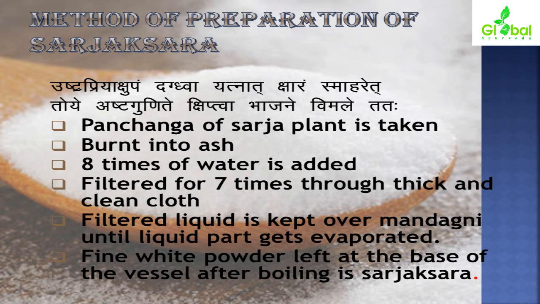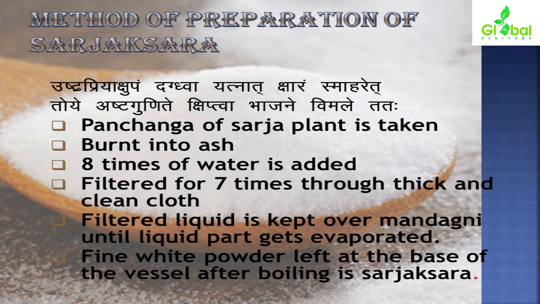First, you have to select the Panchanga of the Sarja plant. Afterwards, burn it into ashes and dissolve it in 8 parts of water. The classics explain 8 times the water. In the general description we discussed a 1:6 or 1:4 ratio, but here a specific ratio is explained by the Acharya. Therefore you take 8 times the water and filter it 7 times through a 4-folded or 3-folded cloth.